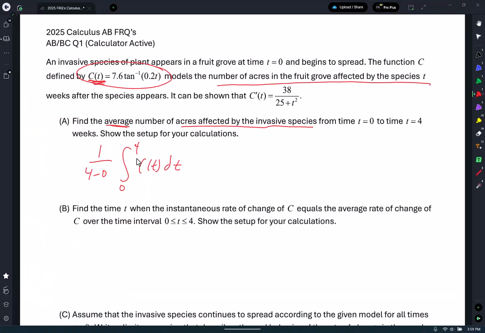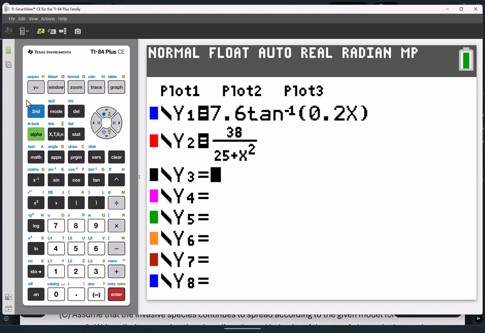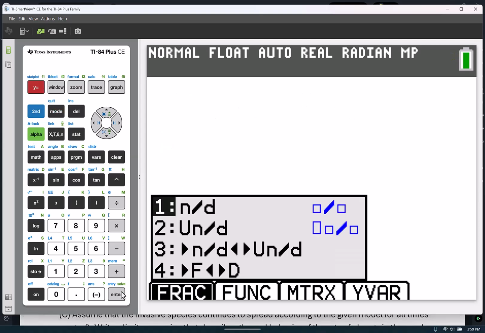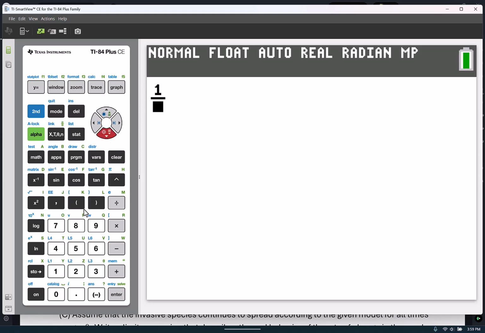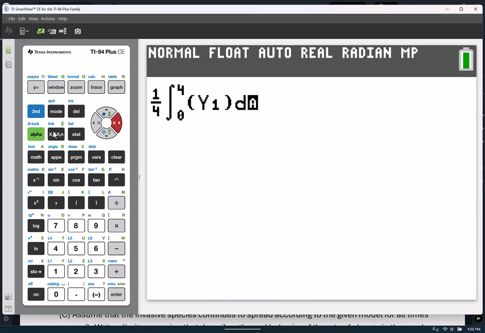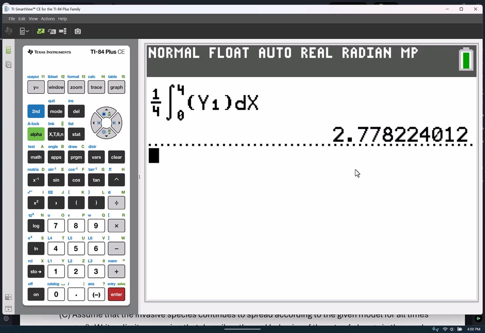Okay, here we go, guys. I'm going to take my calculator, and I'm going to make it look like that exactly. I'm going to go alpha, enter 1/4. And I'm going to go math, number 9. That's the integral here, 0 to 4. And I have the C of t in y1. So the way I get it is alpha trace. And here are all the values, all the y equations that you can get. I put it in y1 with respect to x. And there it is, at least 3 digits after the decimal. If you want to put more, that's fine.